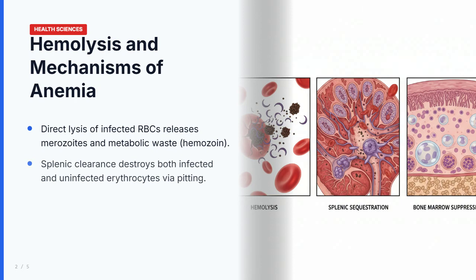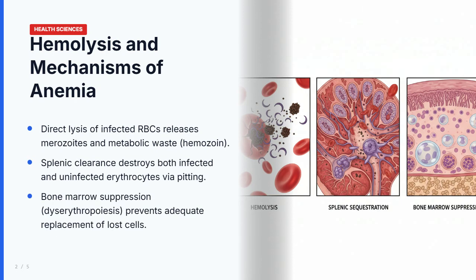Moving deeper into the pathophysiology, we must examine the destruction of the red blood cells themselves. It is a brutal process, I tell you. First, we have the direct lysis. As the parasite matures, the schizont ruptures, shattering the erythrocyte to release new merozoites and toxic hemozoin into the bloodstream. But the destruction does not end there, no. The spleen, in its duty to filter the blood, becomes hyperactive. It engages in pitting, removing parasites from cells, but in doing so, it destroys not only the infected cells, but also many innocent, uninfected erythrocytes.